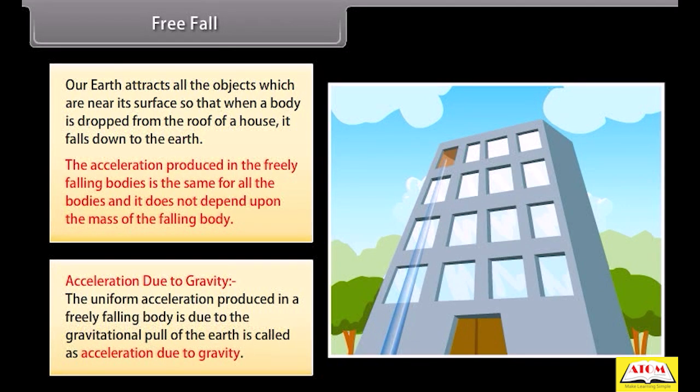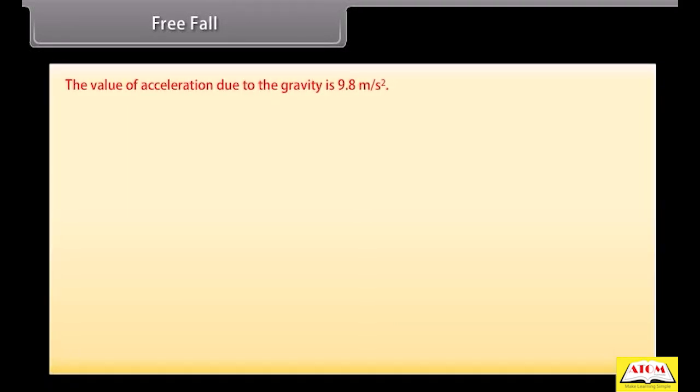Acceleration due to gravity. The uniform acceleration produced in a freely falling body is due to the gravitational pull of the Earth. It is called acceleration due to gravity. The value of acceleration due to gravity is 9.8 meter per second square.